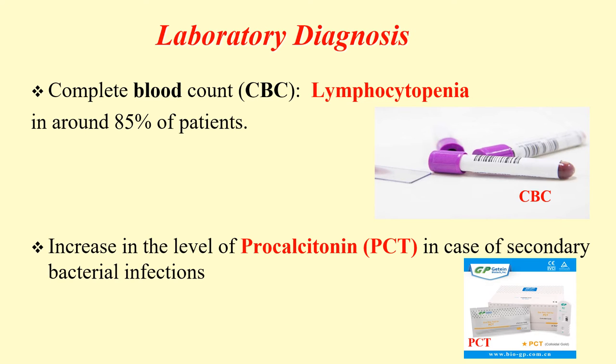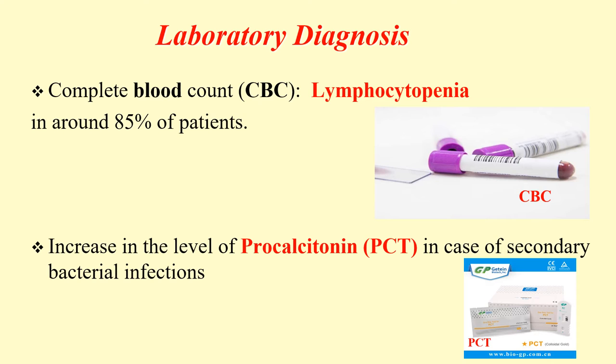When patients come to the hospital, the doctor, suspecting that the patient is infected with coronavirus COVID-19, will order a number of laboratory investigations or tests. One of these tests is the CBC, or complete blood count. Surprisingly, 85% of patients who are infected with coronavirus COVID-19 will have lymphocytopenia, or lymphopenia. Lymphopenia means a reduction in the number of lymphocytes. And this is very strange, because you remember what I said in my previous lectures, that viral infections are associated with lymphocytosis, or an increase in the number of lymphocytes. But this is not the case in infection with coronavirus COVID-19. 85% of patients will have lymphocytopenia.